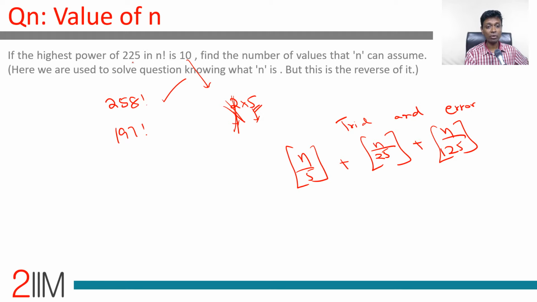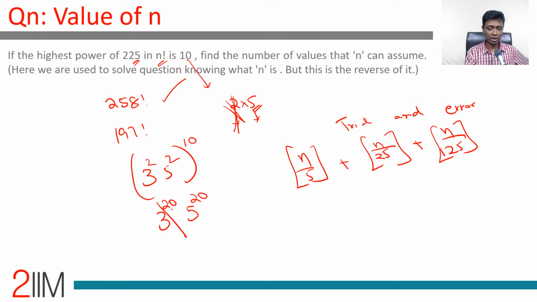So highest power of 225. 225 is 3 square into 5 square. 3 square into 5 square power 10 sits inside n factorial. In n factorial, 3 power 20 into 5 power 20 sits. If 5 power 20 sits inside n factorial, then 3 power 20 definitely sits inside n factorial. So this question is effectively find the number of values of n that are multiples of 5 power 20. And wonderful, that's what this is, but not the highest power of 225 in n factorial is 10.